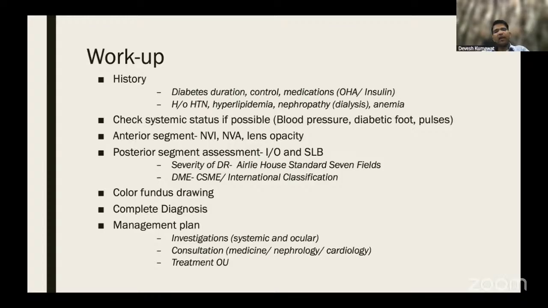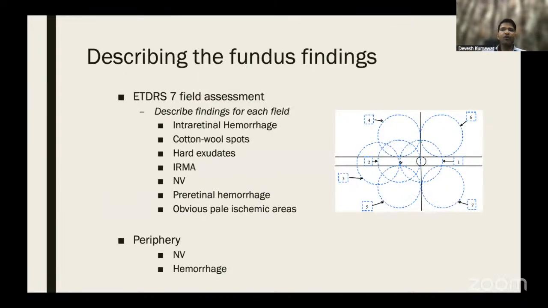Now, in the management plan, again, as I told, you have to comment upon the investigation that you would like to do before jumping on to the treatment. Investigation will include not only ocular investigations but also systemic investigations, and then you have consultations or referrals and clearances, and then you have the treatment plan for both the eyes. Now, how do you describe the fundus findings in patients with diabetic retinopathy?